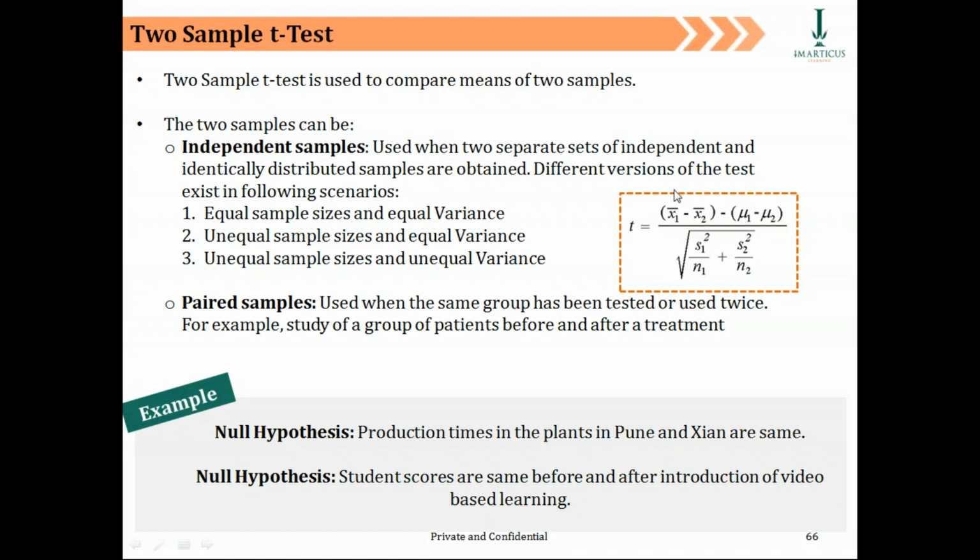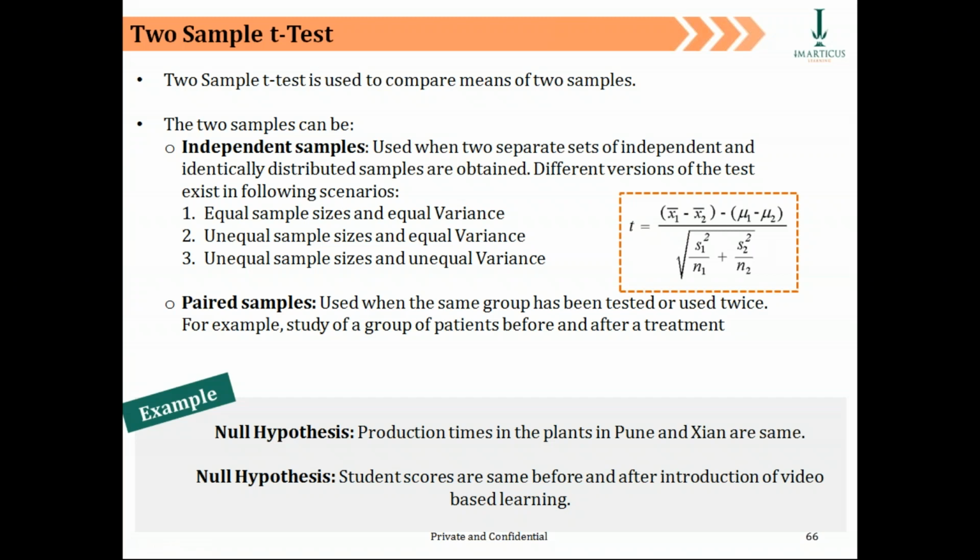wherein x1 is the value coming from sample 1 and x2 is the value coming from sample 2. The information given for Bangalore is x1 and the information given for Delhi is x2, and mu1 and mu2 are the mean of the first sample and the mean of the second sample. S1 is the standard deviation of the first sample and S2 is the standard deviation of the second sample.